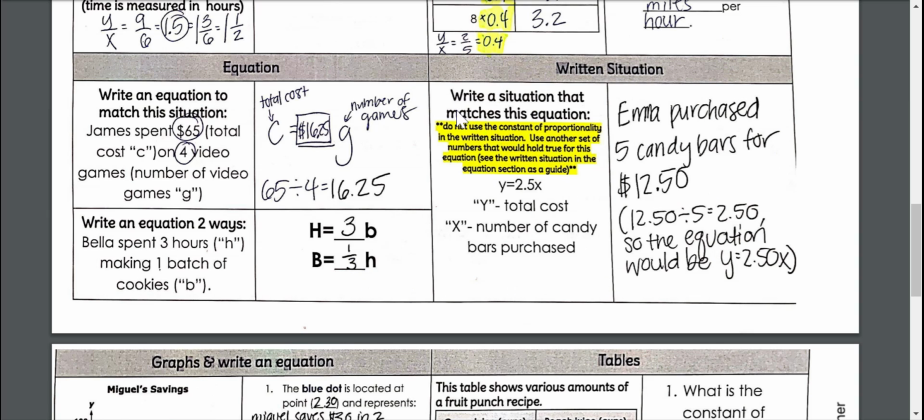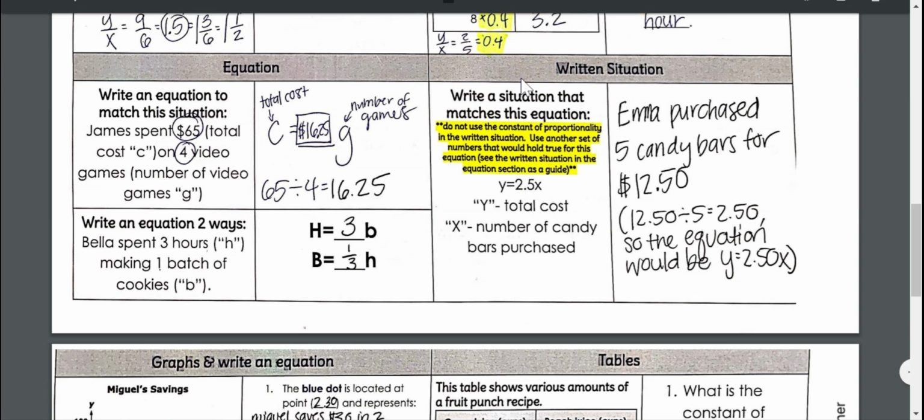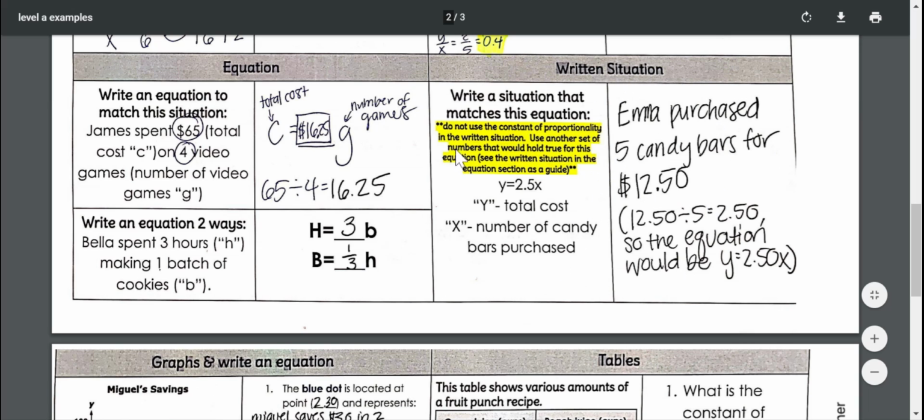Okay, and then this one, write a situation that matches this equation. So this is going to be kind of tricky. It says, do not use the constant of proportionality in the written situation. Use another set of numbers that would hold true for this equation. So see the written situation in the equation section as a guide. Kind of like over here, in the situation it gave us 65 and 4, but the actual constant of proportionality was 16.25. Here we have 2.5, and we're going to have to use a different set of numbers that would still hold true for that constant of proportionality.